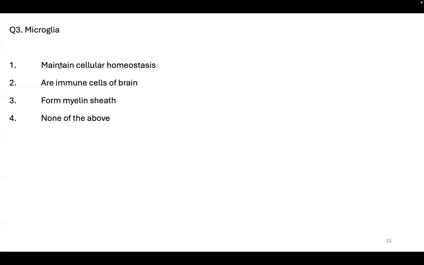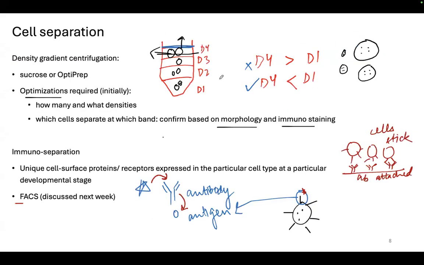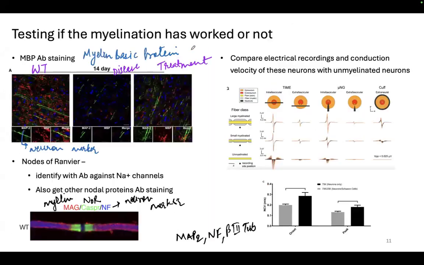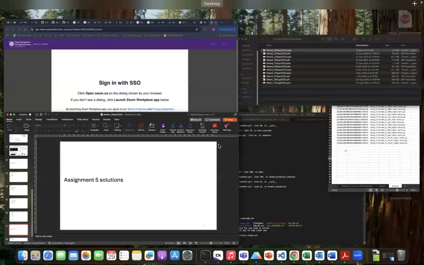And then what's the function of the microglia? We just saw that microglia are the immune cells of the brain. And again, we saw this already. Density gradient centrifugation utilizes a column which has what density from top to bottom? Remember we saw this here. The topmost has the lowest density, and then from top to bottom, there's an increasing density. Okay.